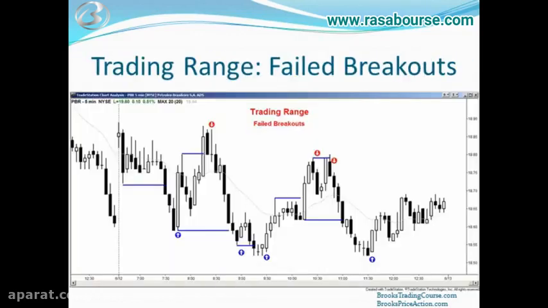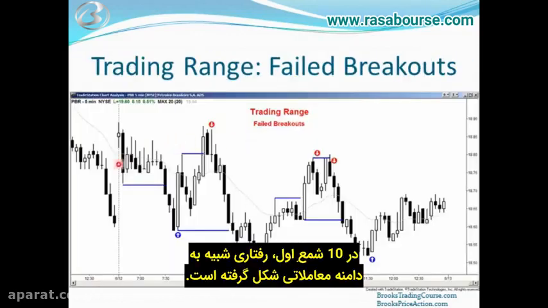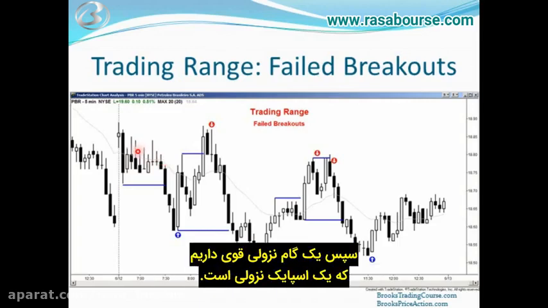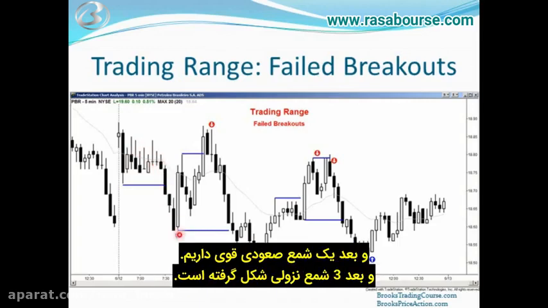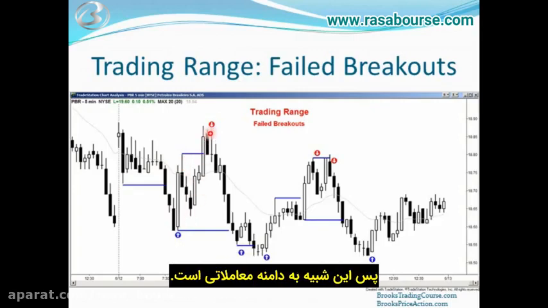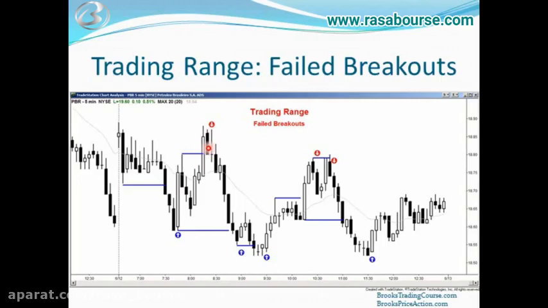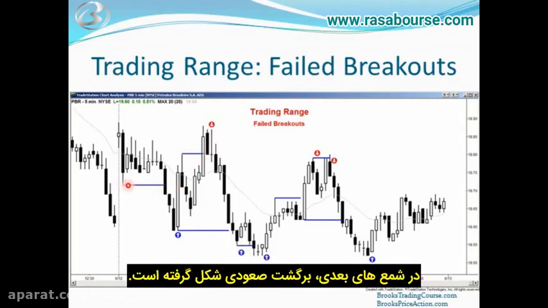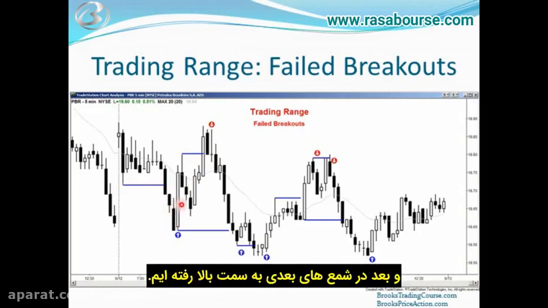Here's an example. Intense trading range behavior for the first 10 bars, probably going to be a trading range day. Big down for a bear spike, big up, 3 bear bars, more up, 3 bars, bear bar. This looks like a trading range. The market fell below this low, and what did it do? A few bars later, it reversed up and went up for a couple of legs. It went above this high and above this high.